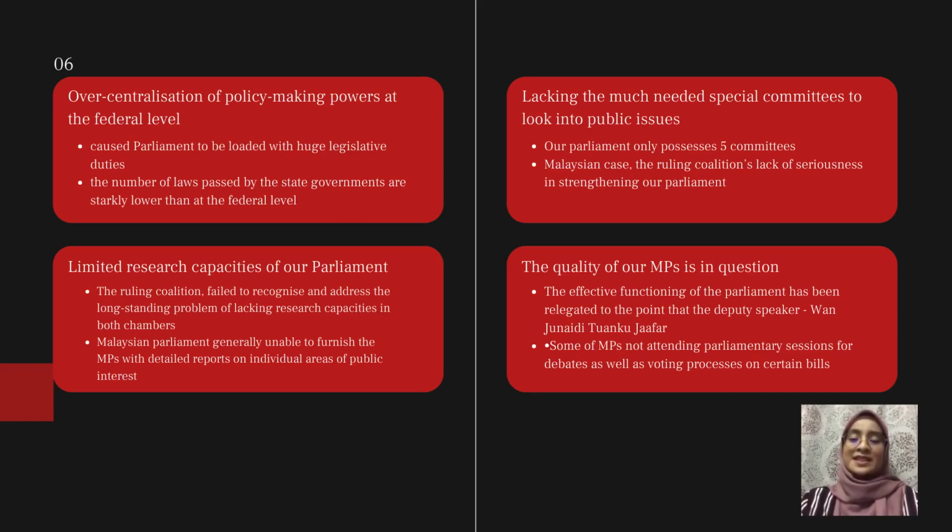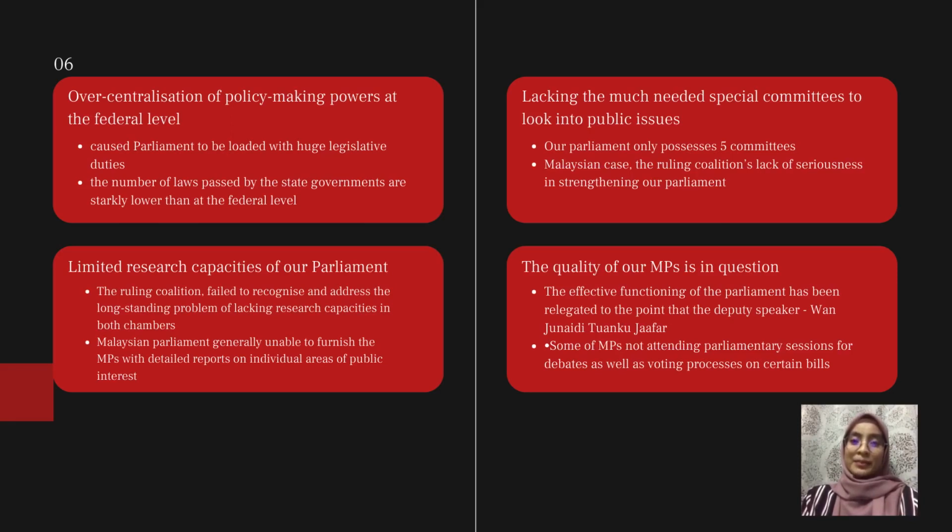As we know, Malaysia and New Zealand are Commonwealth countries and follow the Westminster system. Both countries manage their respective parliaments differently, where the latter seeks to strengthen parliament's authority and role in solving public issues vis-à-vis the formation of special committees, while the former does otherwise. In the Malaysian case, the ruling coalition's lack of seriousness in strengthening our parliament severely affects the responsiveness and the effectiveness of the legislative body in tackling a wide array of public issues at hand.